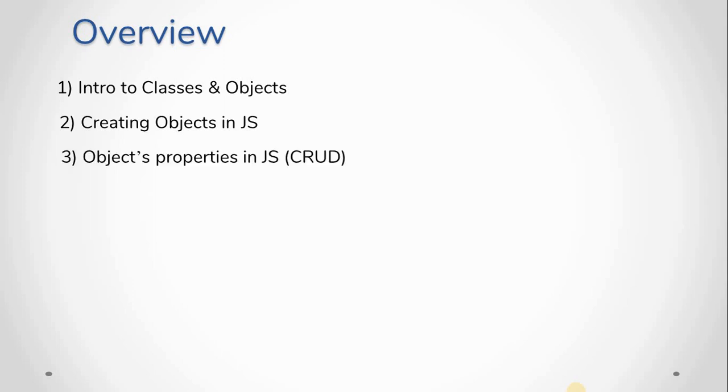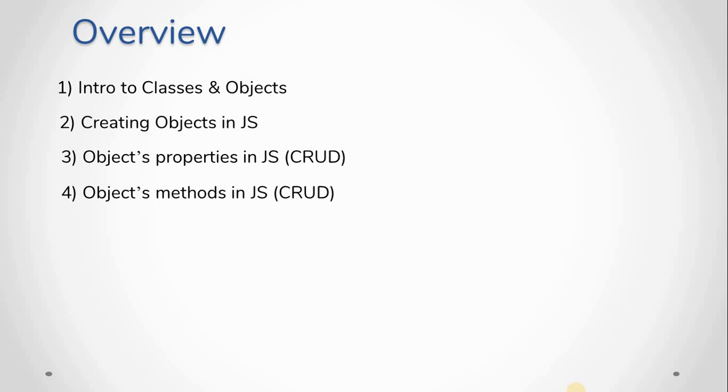And in the third part, we will be learning about object properties in JavaScript. So we'll be learning how to create properties, how to read properties of an object, how to update the properties of an object, and lastly how to delete properties of an object. So we'll be learning all about the CRUD of object properties in JavaScript. So this will be the third part, and the fourth part of this video will be similar to properties. It's all about methods, how to declare methods in objects.